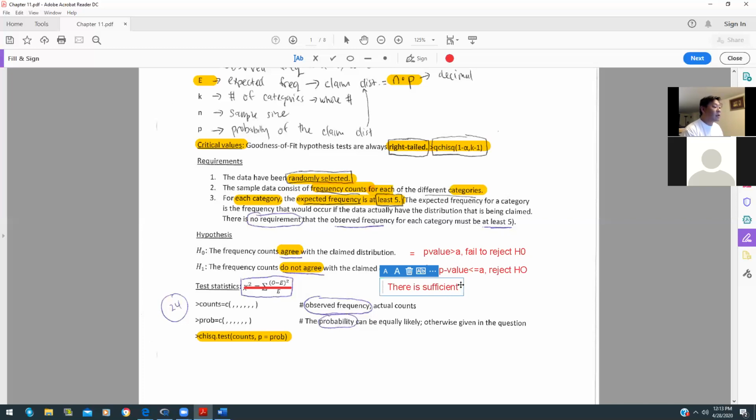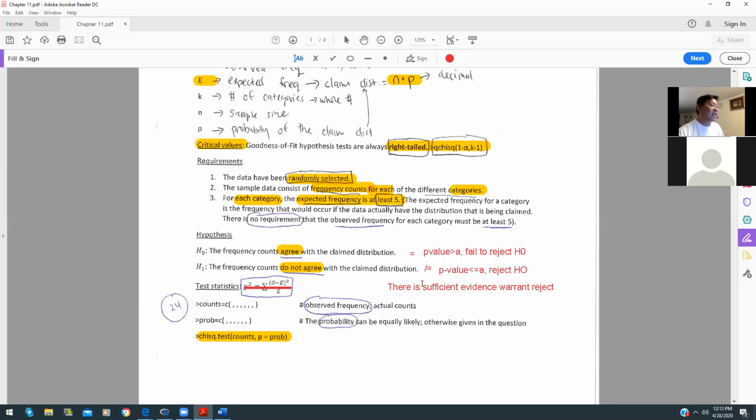Sufficient evidence, cannot spell today. You have to use the word warrant rejection in this case, okay? So when you do your chapter 11, because we don't have less than, we don't have greater than, we have a not equal to, so the warrant rejection has to be used here. So again, when you reject, that is sufficient.